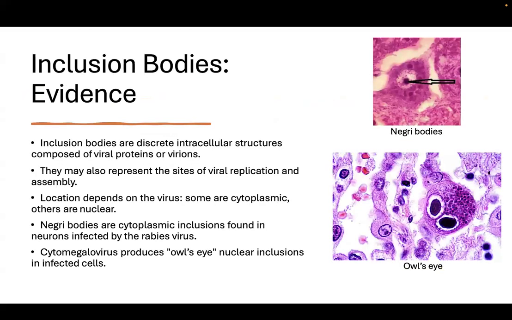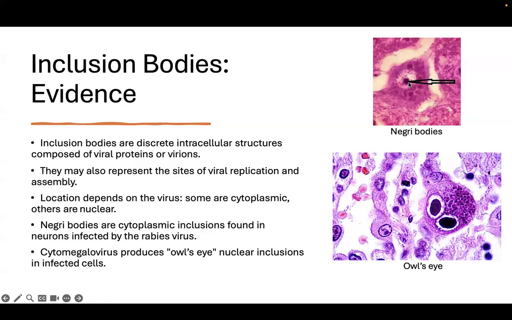But one thing that we also see during viruses replicating quite a lot is inclusion bodies. Inclusion bodies are literally discrete intracellular structures where you see a lot of viral proteins and virions. So when a virus comes into the host cell, it's going to start replicating like crazy. And what you sometimes see with certain viruses are these inclusion bodies. These are just examples of what you see.